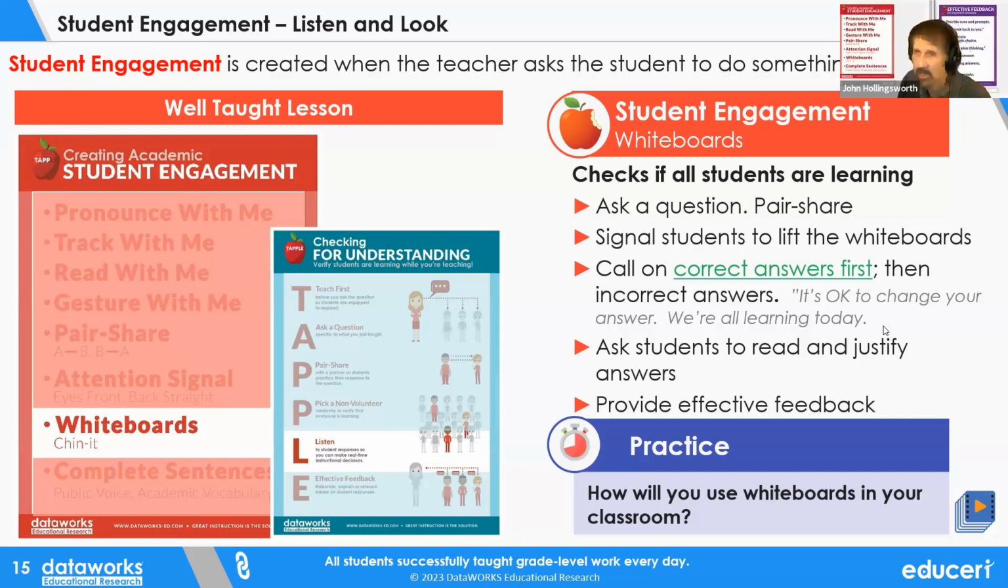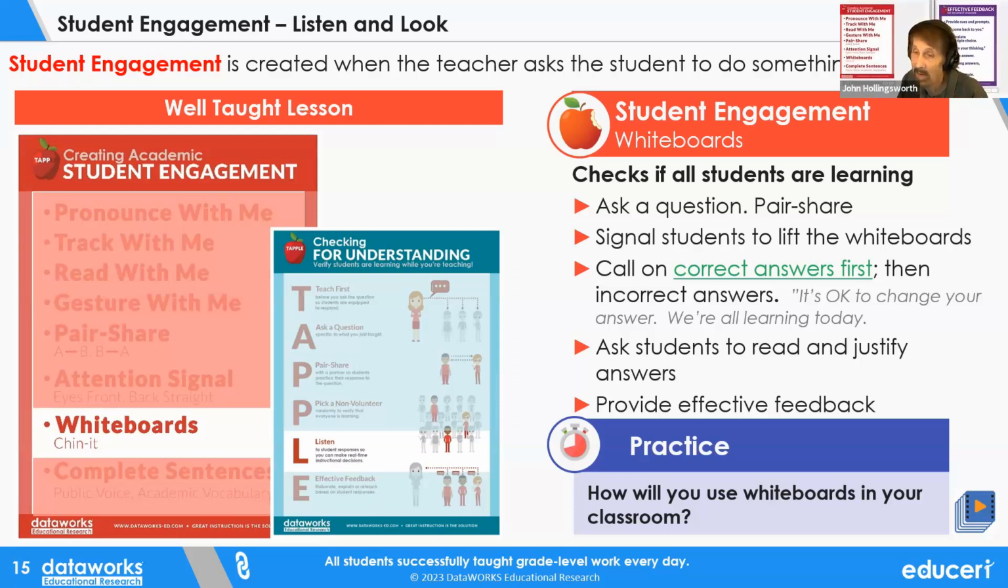As you start using the pair shares, sometime during the beginning of the year, you say, students, if you realize you made a mistake on your whiteboard, just go ahead and erase it. That's okay. Now, when the boards come up, you're looking around to where the correct and incorrect answers are. You're picking correct answers on purpose. They're still non-volunteer. You're picking those, and you're keeping an eye on the incorrect ones, and you're watching to see if they change them, and then you call those also.